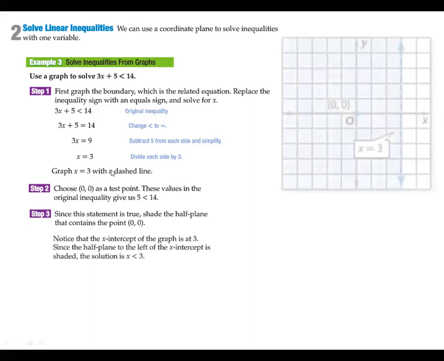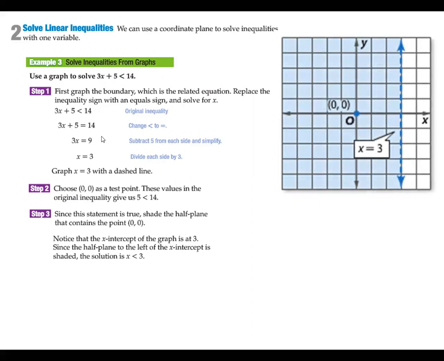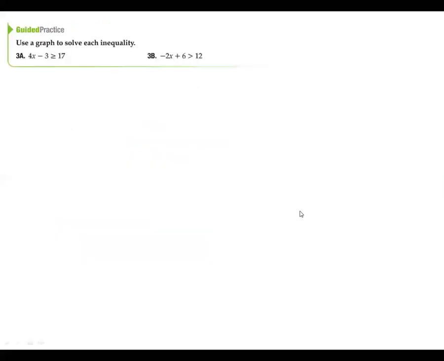And that works. So remember, x equals 3 is a vertical line going through 3 on the x-axis. I would graph that as a dashed line because it's strictly less than. I tested (0, 0). It worked, so I shade that side. Okay? It's pretty much that simple. All right, go ahead and try these ones.